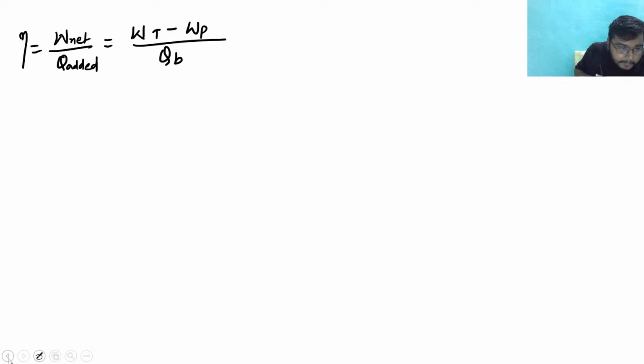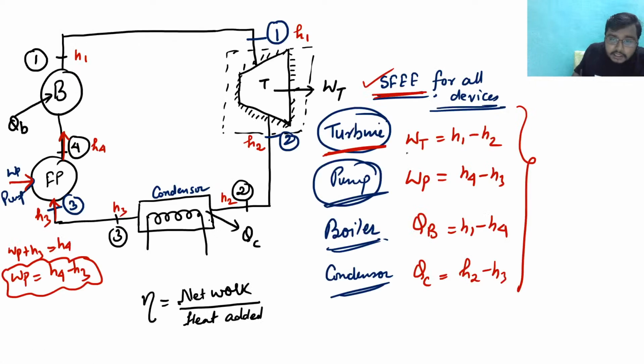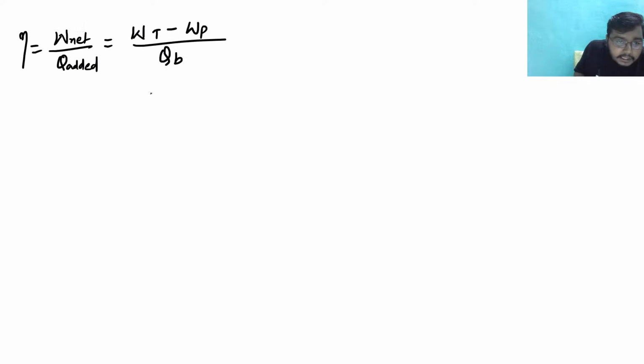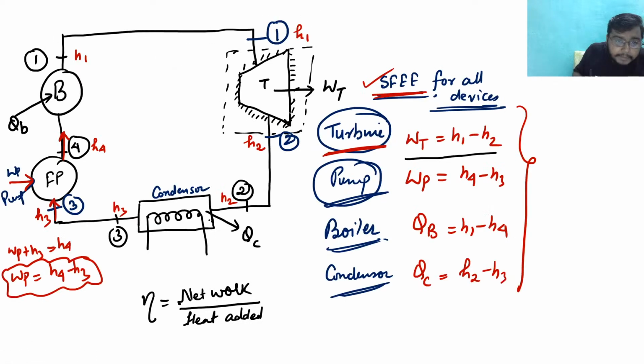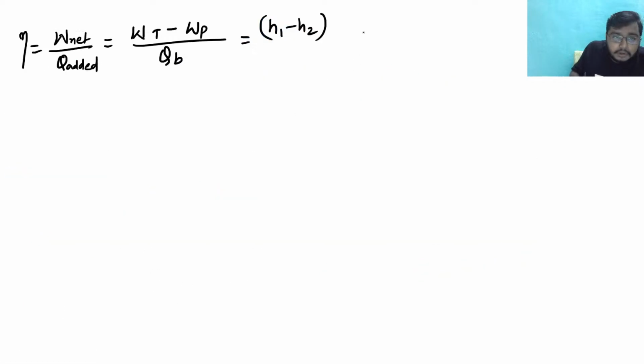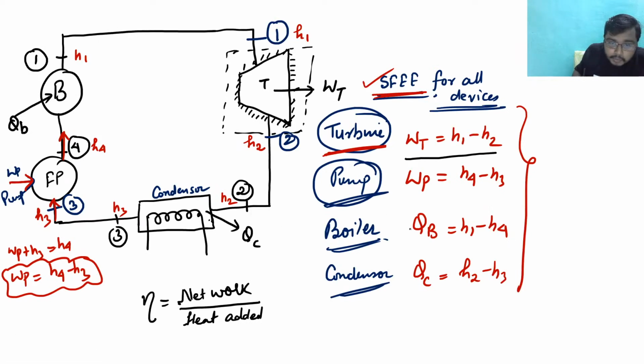Now what is work done by turbine? H1 minus H2. What is work done by pump? H4 minus H3. Now what is QB? See here, QB is H1 minus H4.